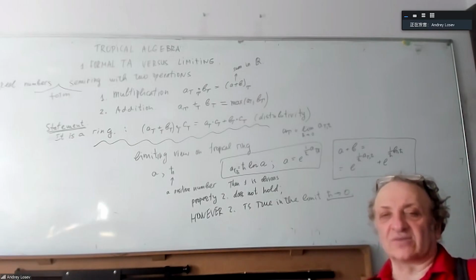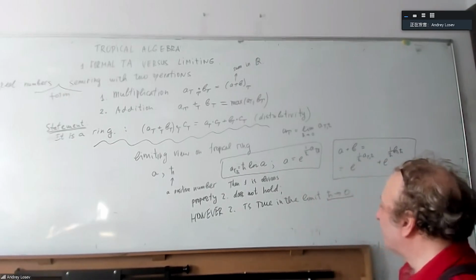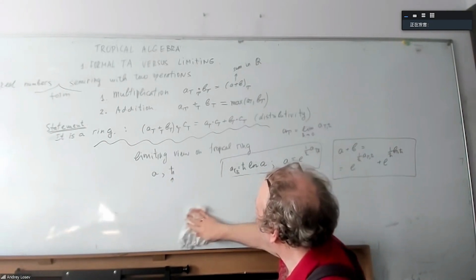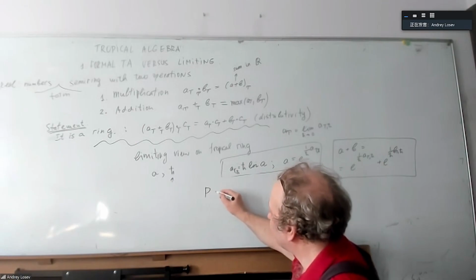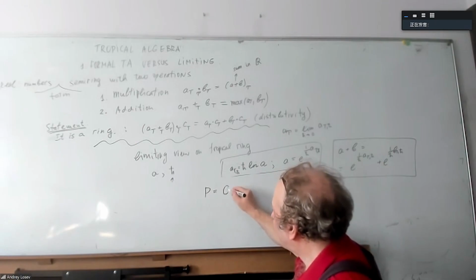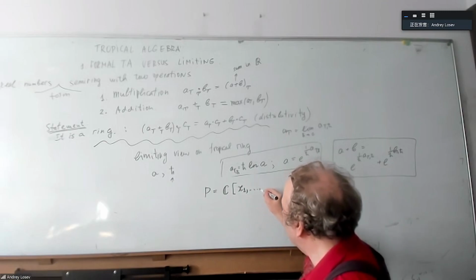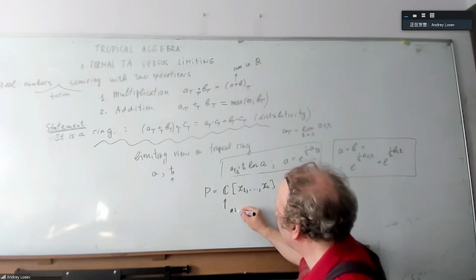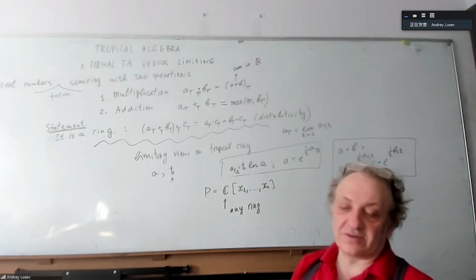It's some algebraic structure, tropical ring. But, you know, like we may have polynomials, and we write polynomial of x1, ..., xn. We can put here any ring to have polynomials.